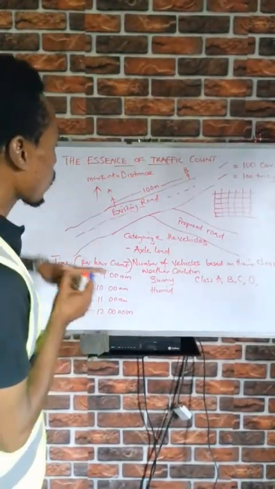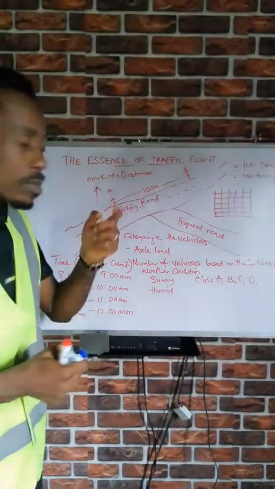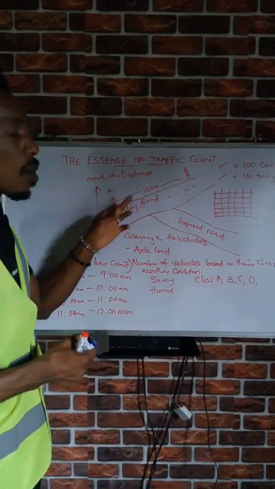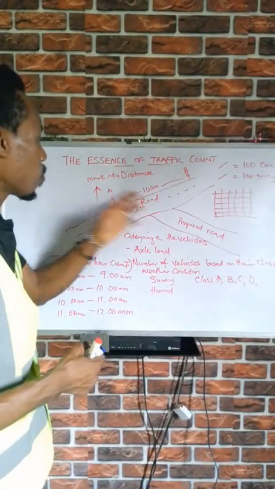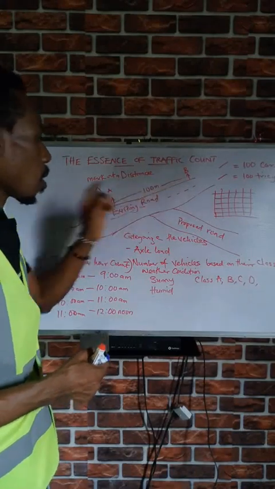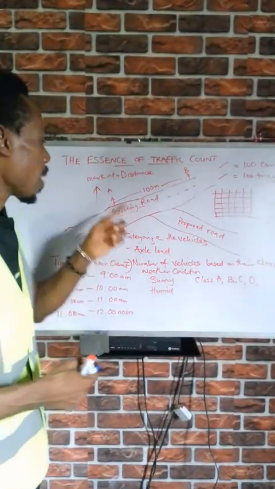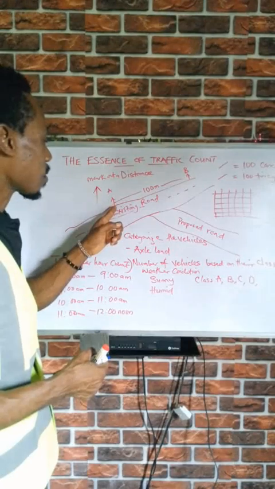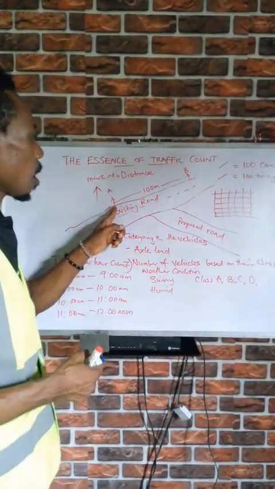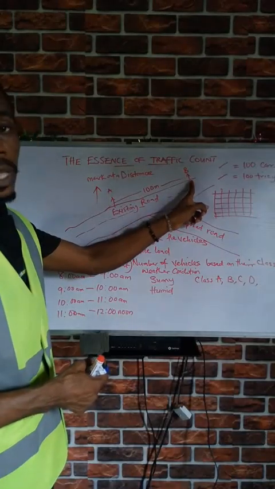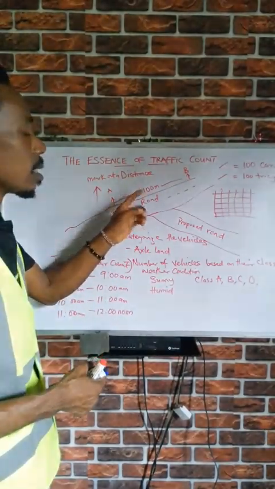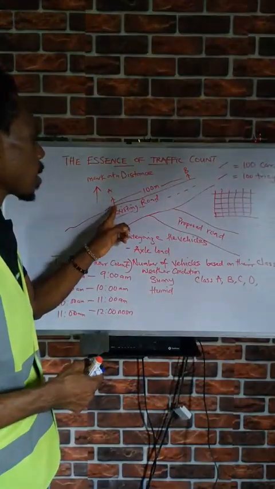So you have to be at this point A. That is, you're trying to get the speed of a vehicle that plies this route. You have to be at A, which is a known distance from B, 100 meters. Then you have your stopwatch. So any vehicle that starts from this point, you start up your stopwatch. Once it gets to B, you stop the stopwatch. You take the time it takes for that vehicle to travel from A to B.